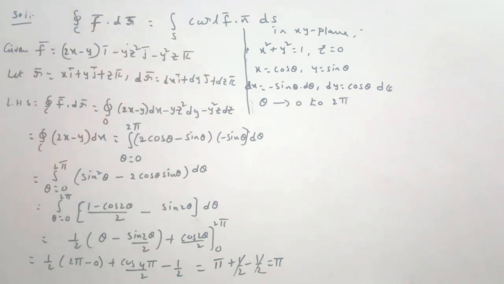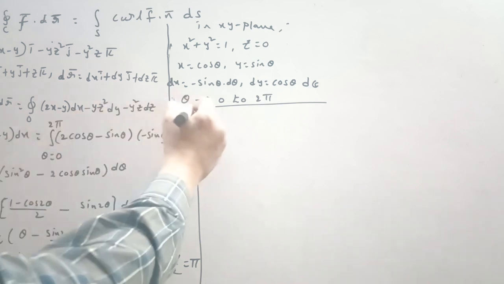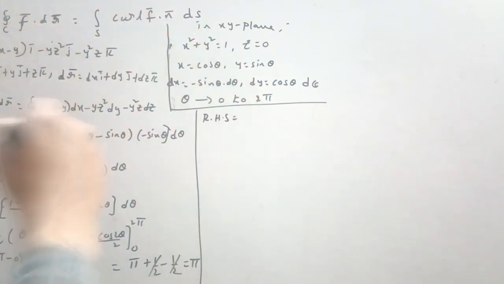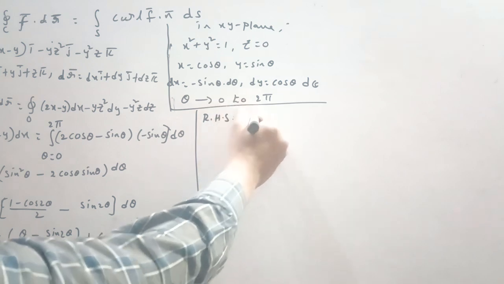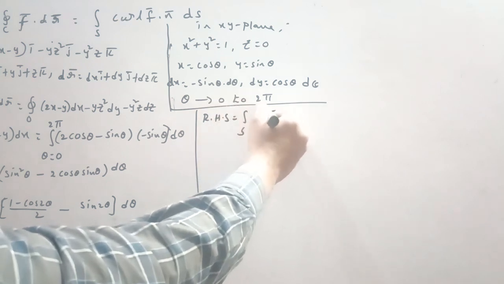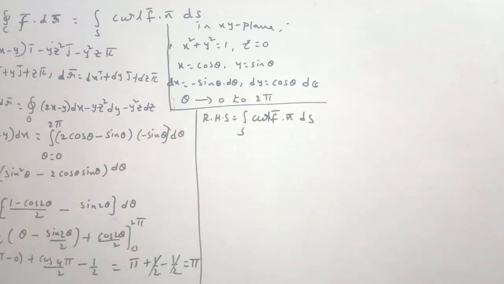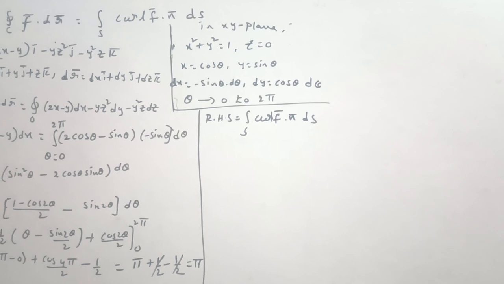Now see, to find the right hand side, RHS, what is RHS here? RHS is equal to integral over S of curl f bar dot n bar ds, correct? So first, what do we have to find here? Curl f bar we have to find.